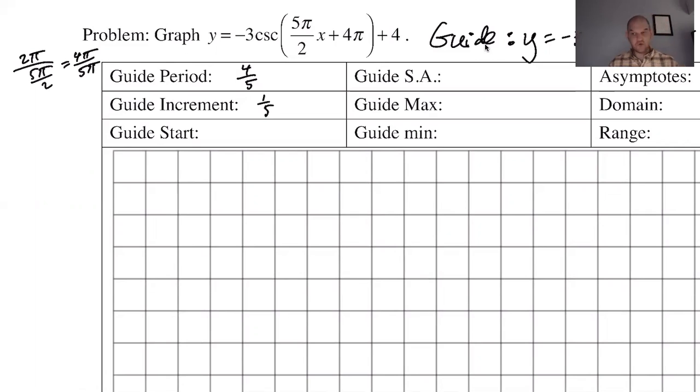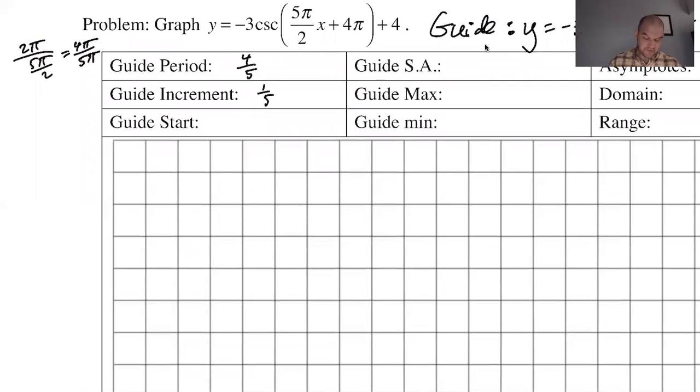So this is why we spend so much time trying to get good at sine and cosine, because if you can graph sine and cosine, you can graph pretty much any other trig function, but specifically cosecant and secant. So your invested time there is worth double what you might have thought it would be worth.